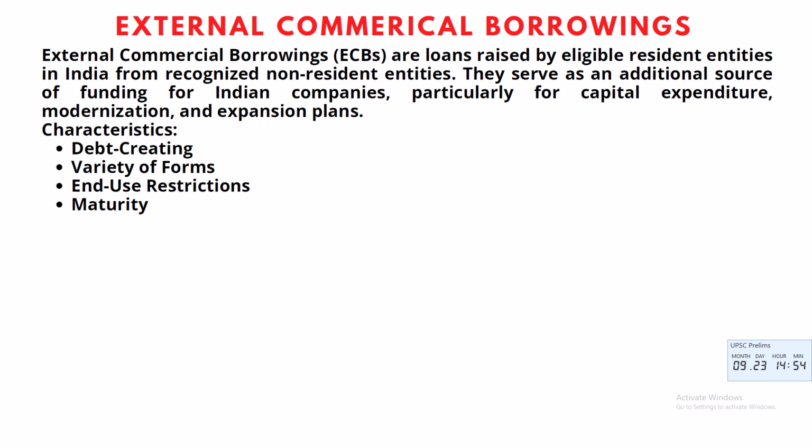Variety of forms: they can take the form of bank loans, buyer's credit, supplier's credit, foreign currency convertible bonds and more. End use restrictions: they have some restrictions as well, like they cannot be used for certain things. If they get the external commercial borrowings for certain projects, it can be used only for that, not for others. And maturity is for a long term period, so that the project gets completed on time.